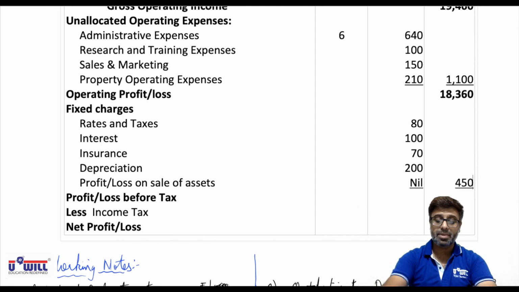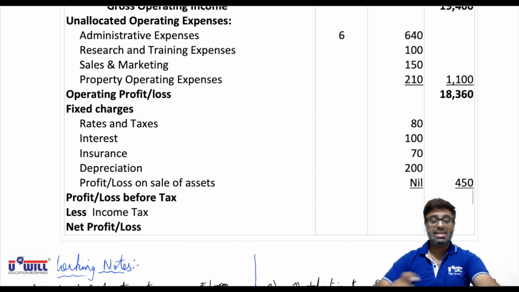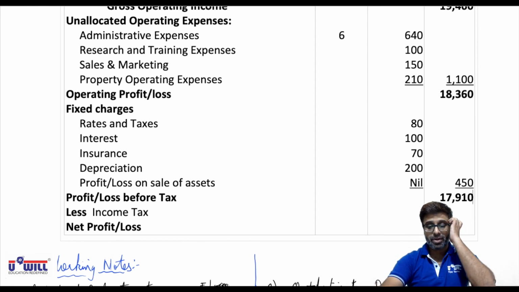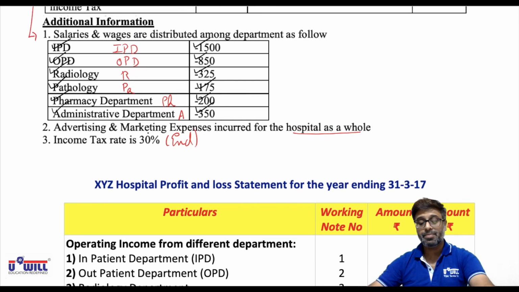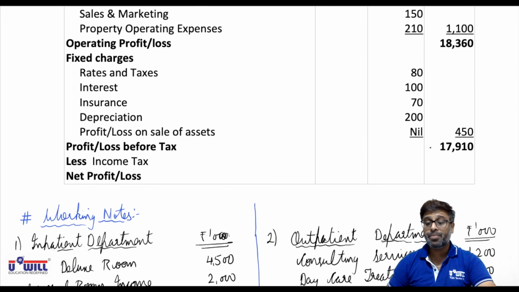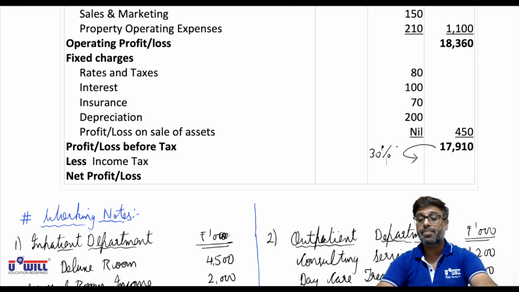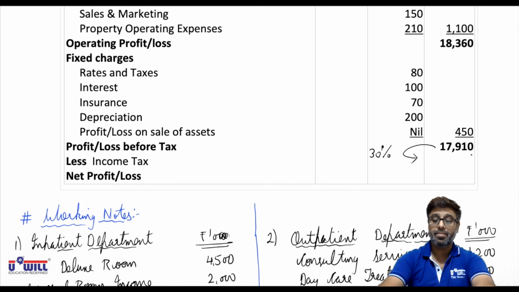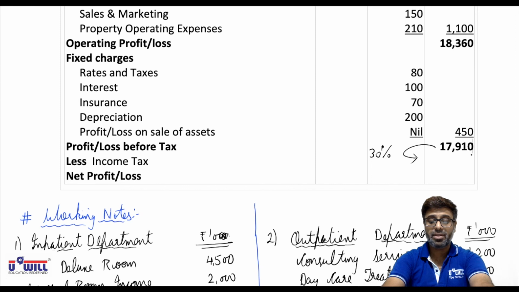And if we further subtract 450 from 18360, then what we will get is 17910. Okay, 17910 is profit before tax, and the income tax rate is given in the last adjustment as 30%. So we will find 30% of 17910. Okay, what is 17910 into 30%? 5373.